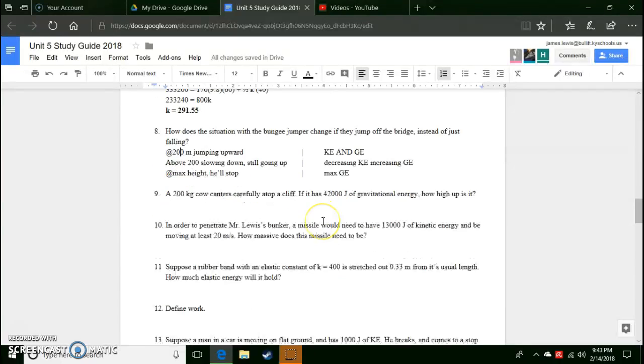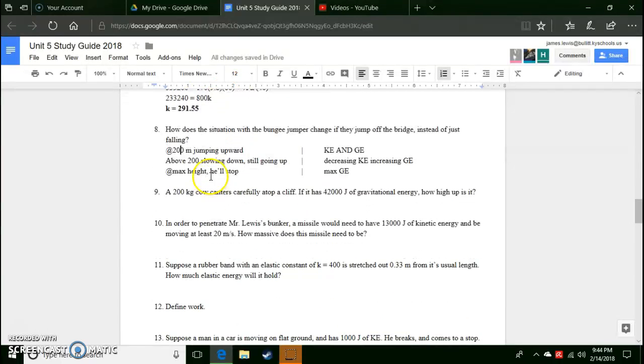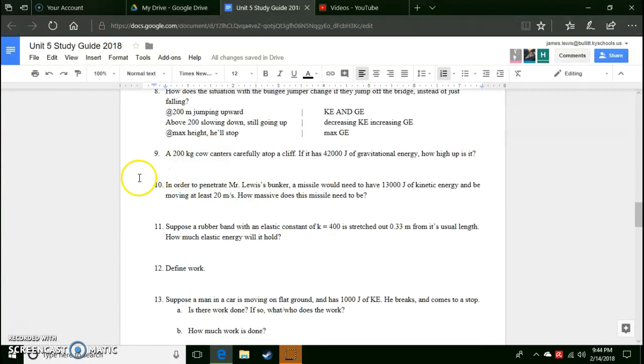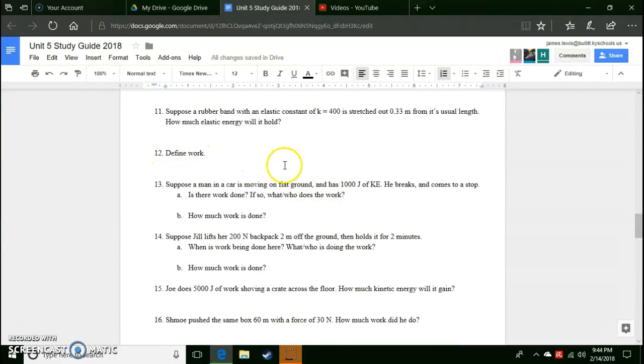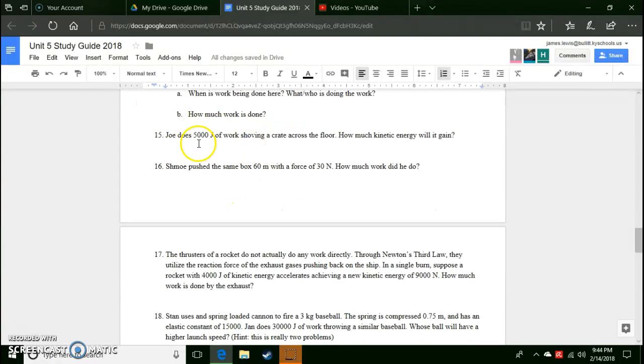All right, so that's that problem, all the way 1 through 8. I feel like that was the hardest one there for the beginning. These next couple of problems are pretty simple. They're just generic energy calculations. This one uses gravitational, this one's kinetic, this one's elastic. They're all pretty basic. Define work, you all can do that. Let's see, where's the next hard one that I wanted to show you? This one's not bad, this one's not bad, this one's not bad.